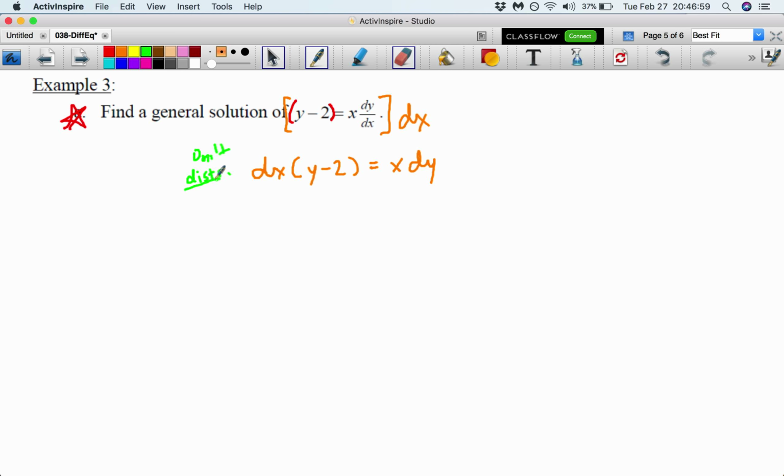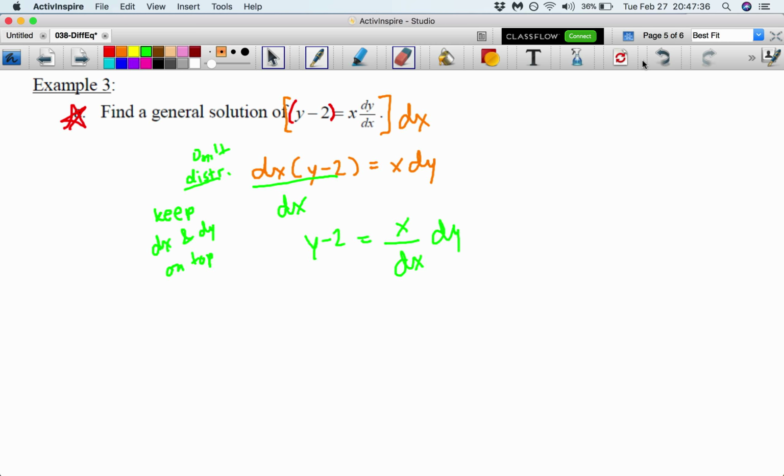The other thing I would keep in mind is keep dx and dy on top. What the heck am I talking about? Some students are like, oh, I'll divide by dx. Have you ever seen x dx like that before? No, no, no, no, no. Dividing by dx, dividing by dy is usually very bad business.